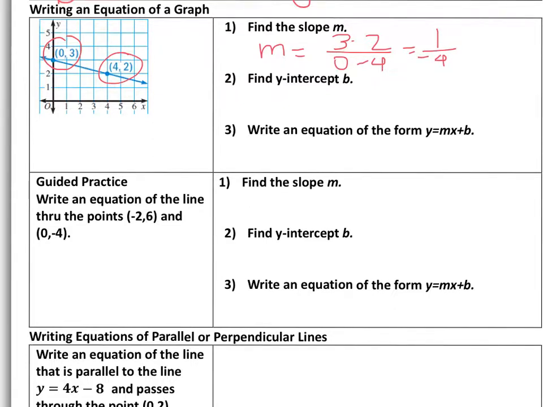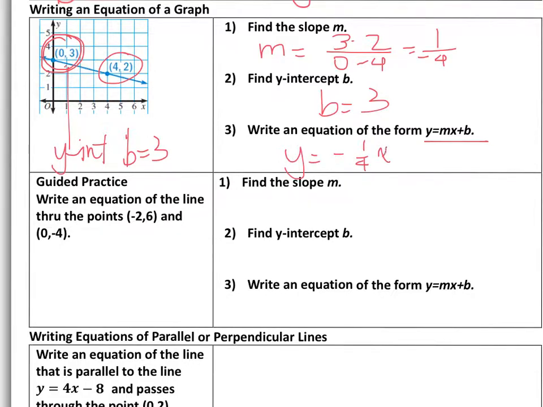Okay, and then here we have a point 0, 3. So remember, when x is 0 and the point is lying on the y-axis, this must be the y-intercept. So b is 3. Again, using the slope-intercept form, just sub in -1/4 for m and 3 for b. That's your answer.